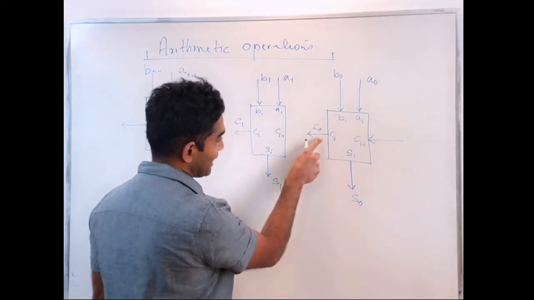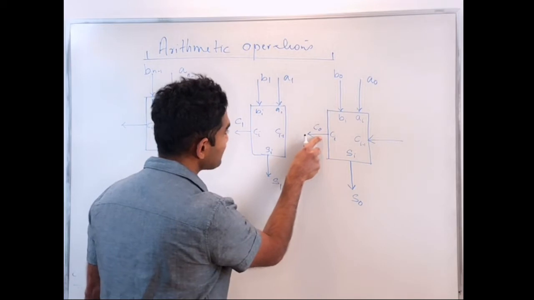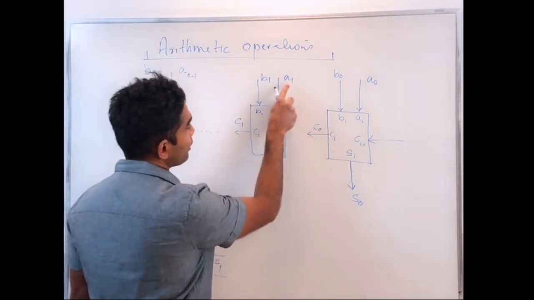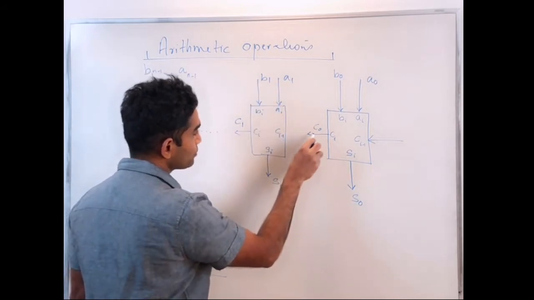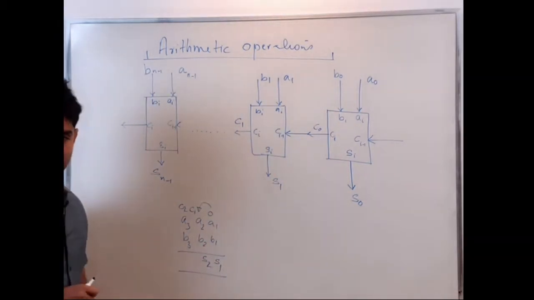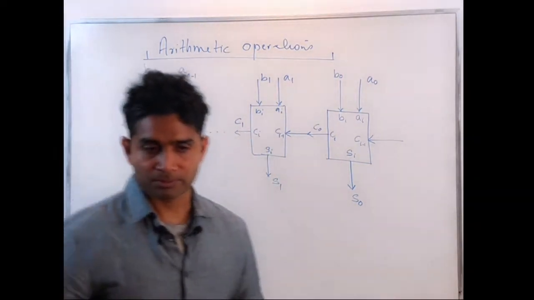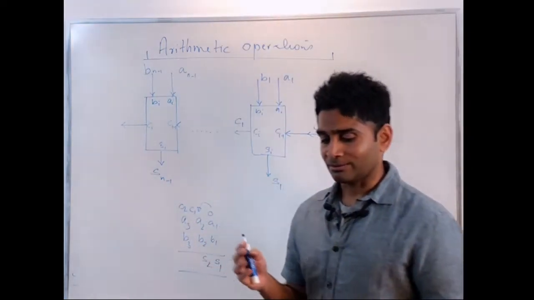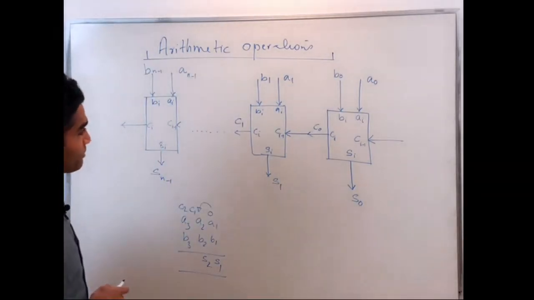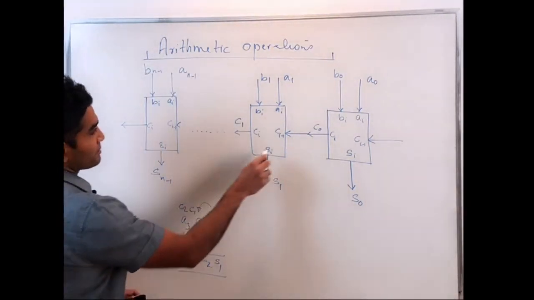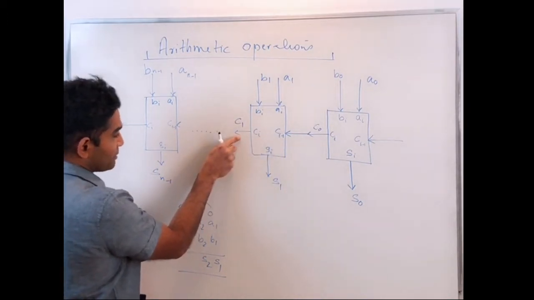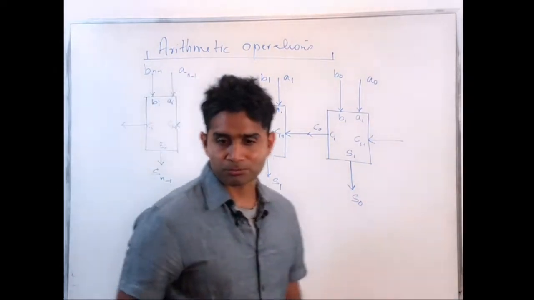That's my sum, that's the carry out, and this carry out is being added to the next bit position. So basically I'm adding C0 along with A1 and B1. All I have to do here is connect C0 to the carry in input of the next module. Likewise, for every stage, I'm connecting the output carry to the input carry of the next module.